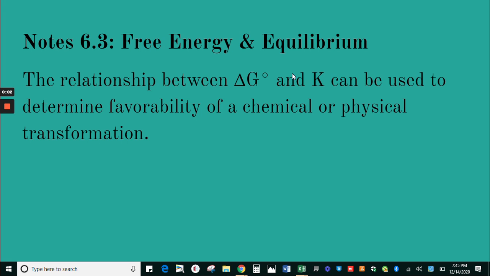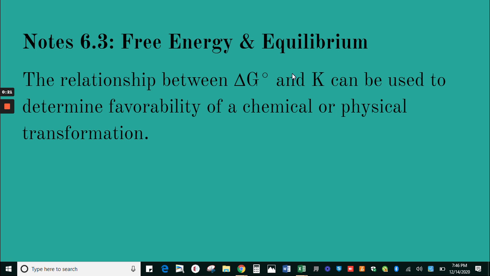In section 6.3, we're going to discuss the connection between free energy and equilibrium. Free energy, or delta G, is the amount of available energy, and K, our equilibrium constant, tells us the extent to which any equilibrium occurs.